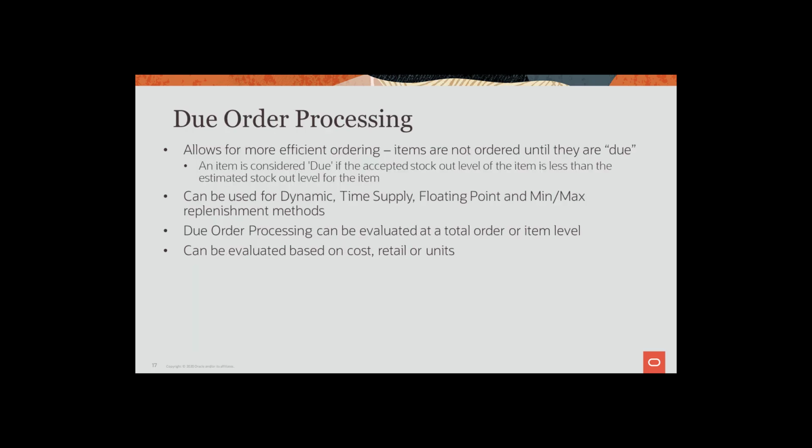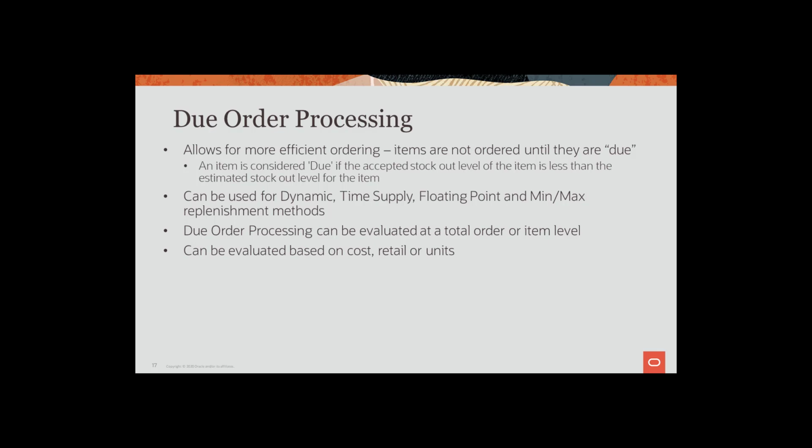Due order processing allows retailers more efficient ordering as items are not ordered until they are due. A due order means if stock isn't ordered today, the service level of the item cannot be met. An item is considered due if the accepted stock out level of the item is less than the estimated stock level for the item. Due order processing parameters are also set at the supplier inventory management level.